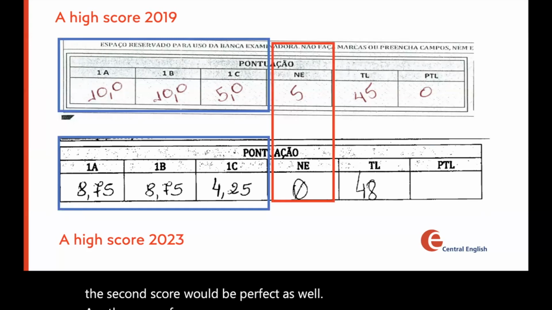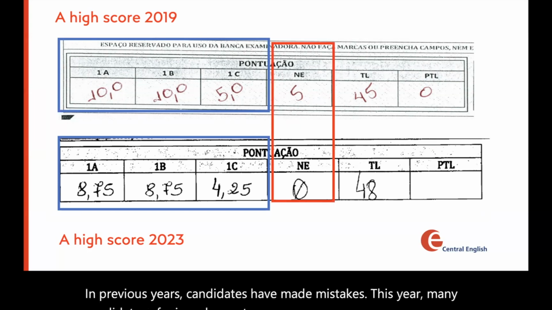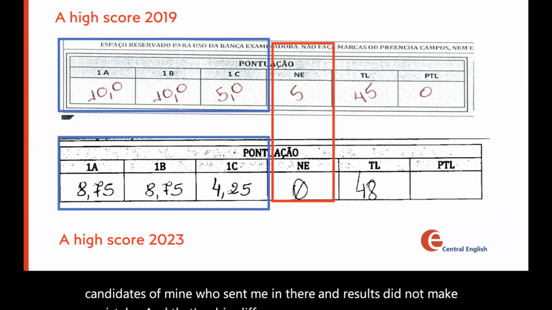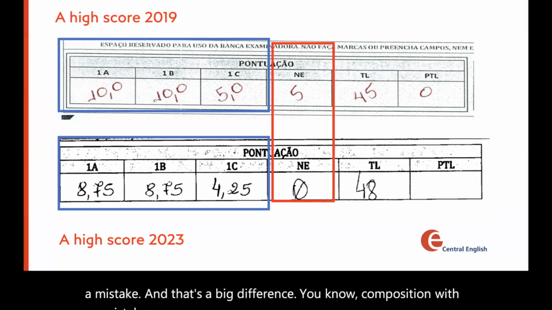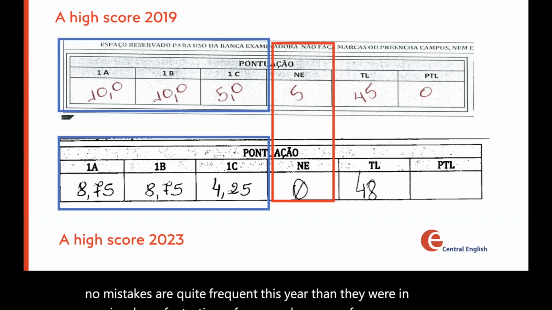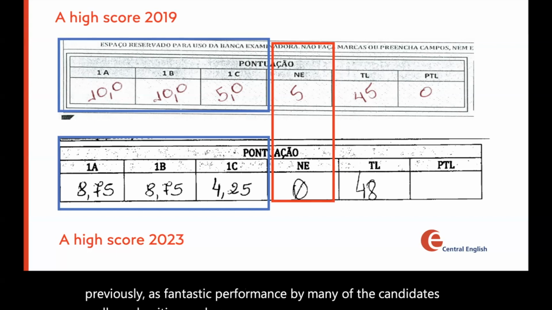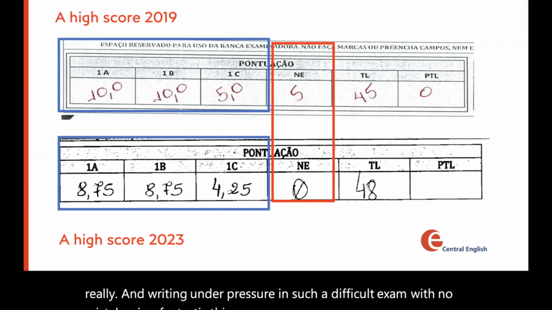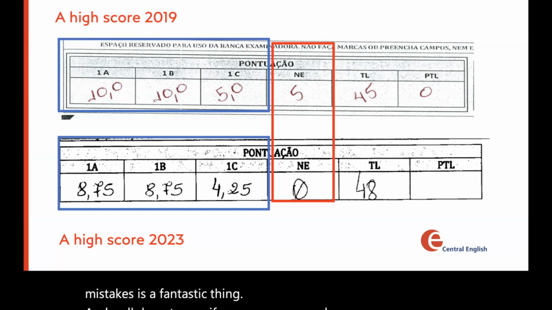Another area, of course, are the mistakes. Now, in previous years, candidates have made mistakes. This year, many candidates of mine who sent me their results did not make a mistake, and that's a big difference. Compositions with no mistakes are more frequent this year than they were previously. It's a fantastic performance by many of the candidates, really. Writing under pressure in such a difficult exam with no mistakes is a fantastic thing. And well done to you if you managed to do the same as this candidate here.